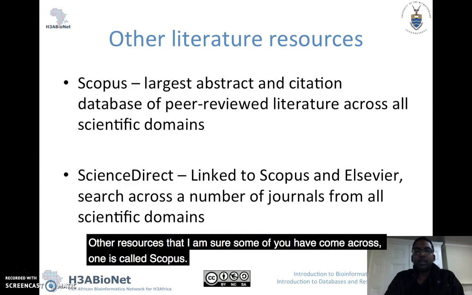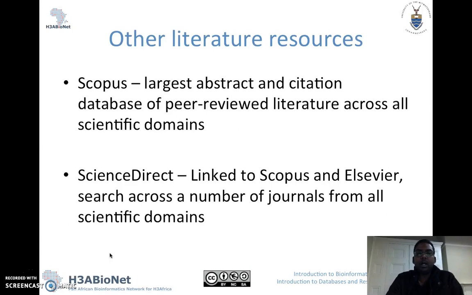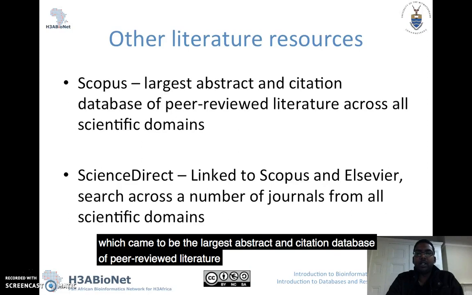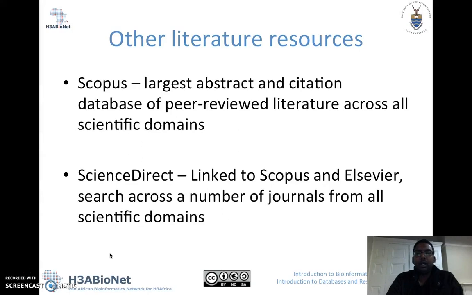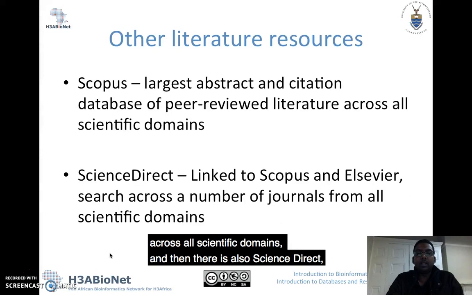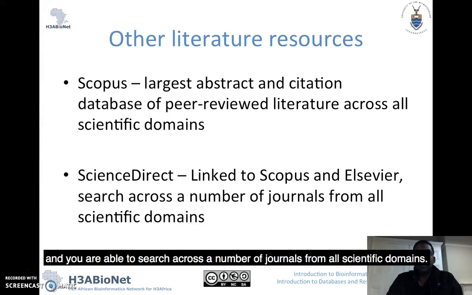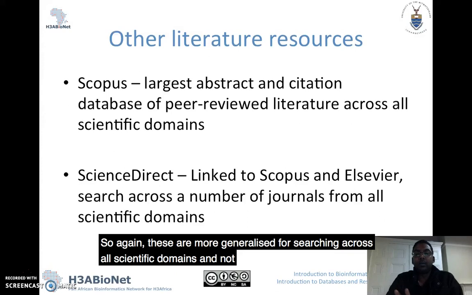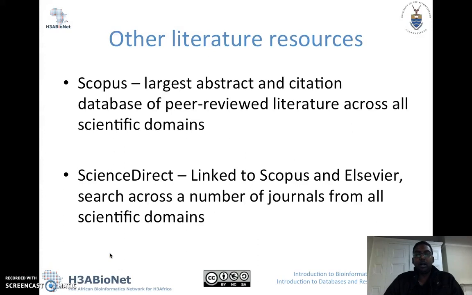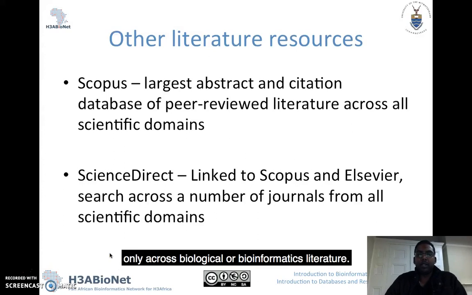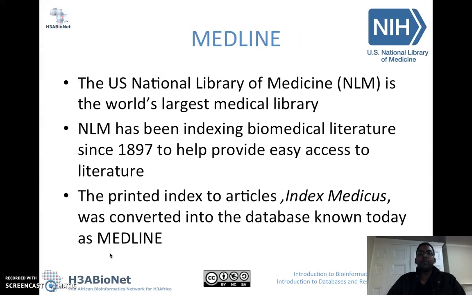Other resources that I'm sure some of you have come across, one is called Scopus, which claims to be the largest abstract and citation database of peer-reviewed literature across all scientific domains. And then there's also Science Direct, which is linked to Scopus and the Elsevier group of journals, and you're able to search across a number of journals from all scientific domains. So again, these are more generalized for searching across all scientific domains and not only across biological or bioinformatics literature.